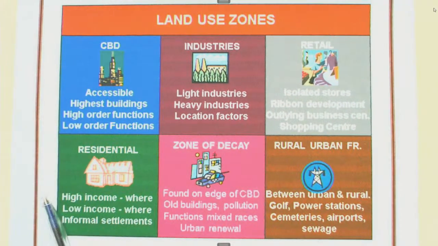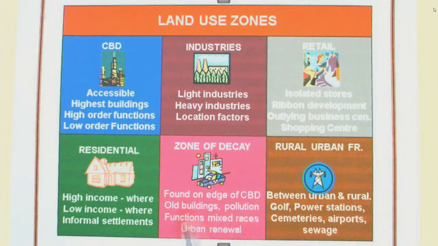Residential areas can be classified into the high income residential. Normally they are found far away from the CBD. The low income, normally they are nearer to the CBD because of proximity and the transport cost. Informal settlement. Zone of decay, found on the edge of the CBD. Old buildings, pollution, function, mixed races, urban renewal.